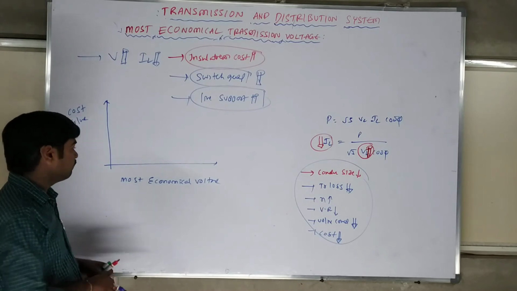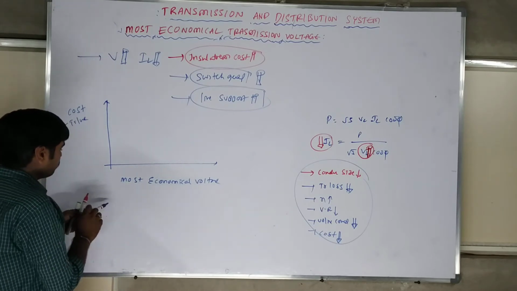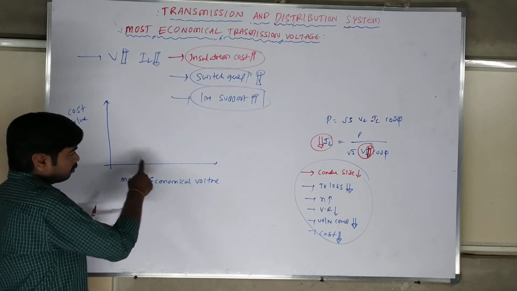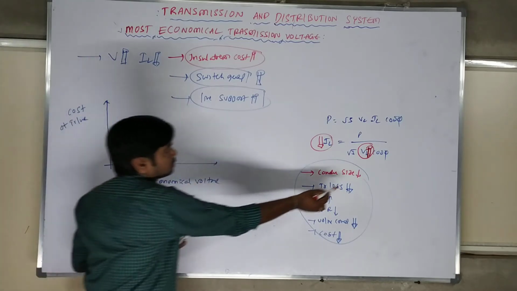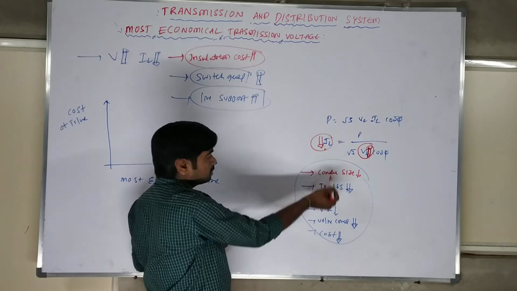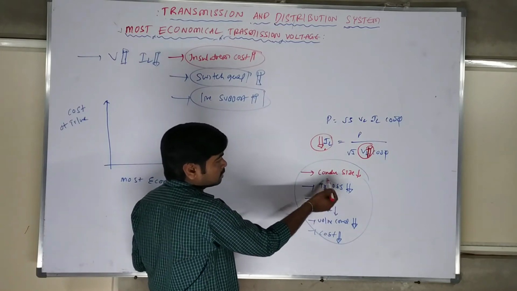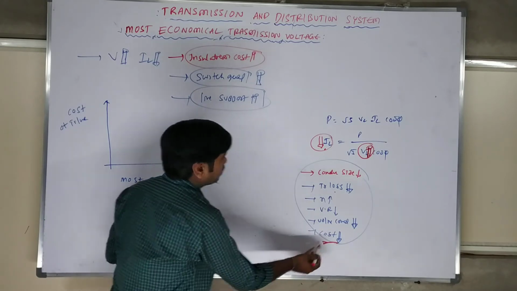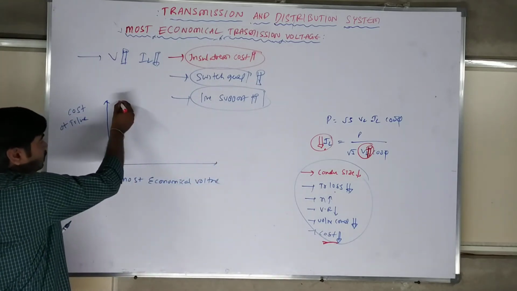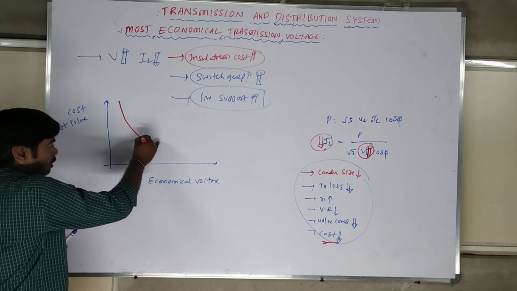If you draw the graph, how should it go? The moment the voltage increases, the current decreases, the transmission line cost decreases, the conductor size also decreases, and automatically the cost decreases. From this, initially it keeps on going down.